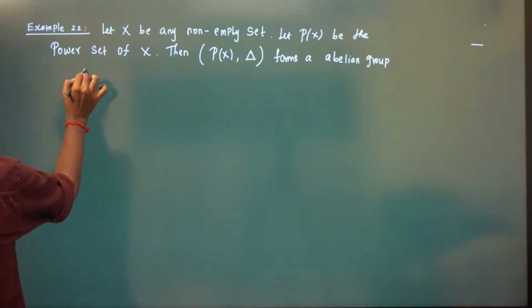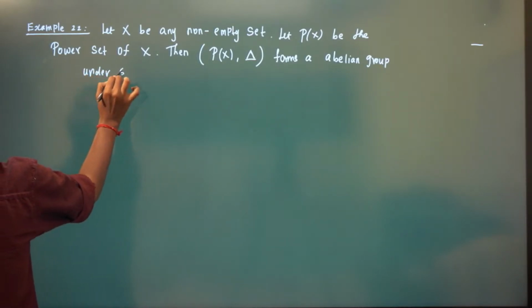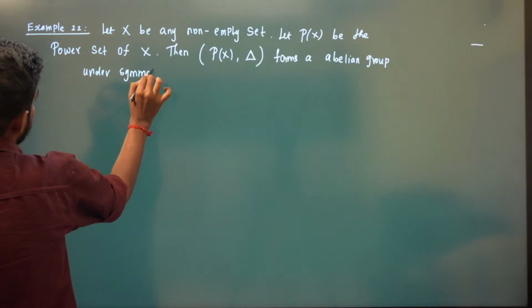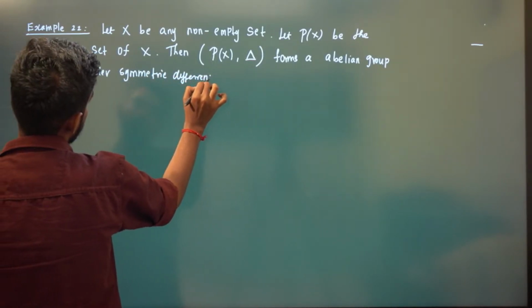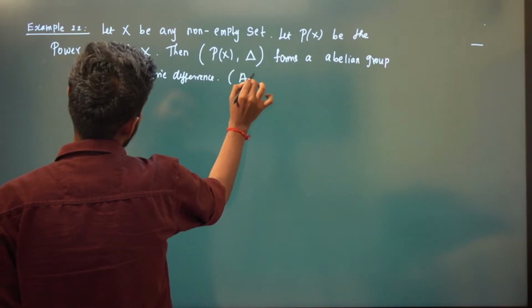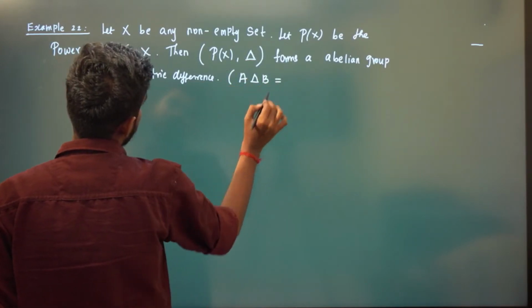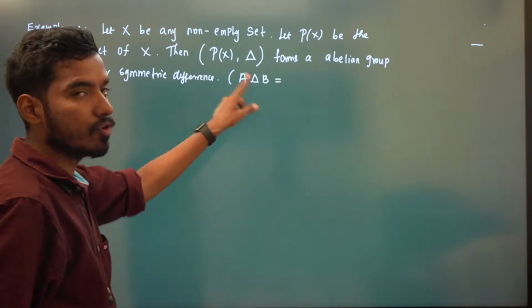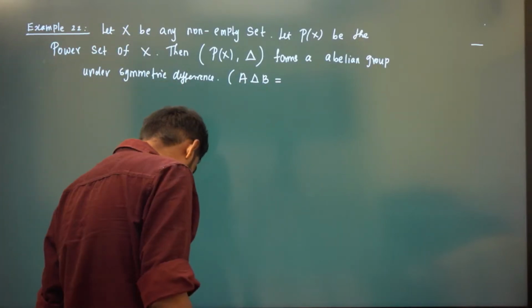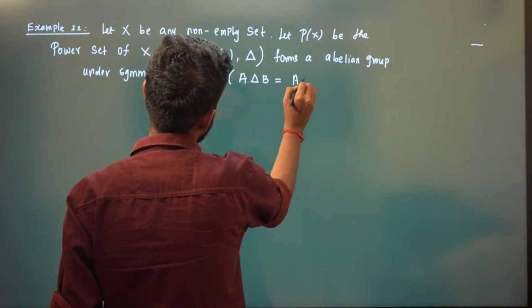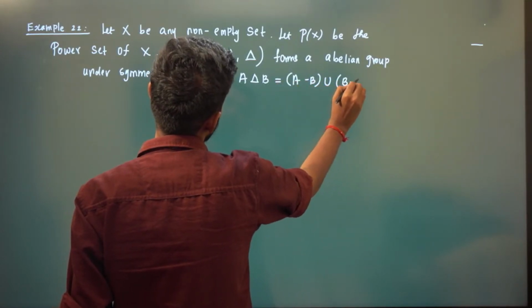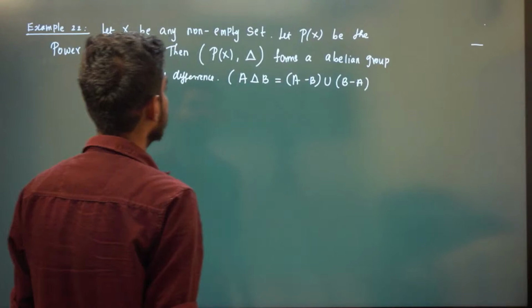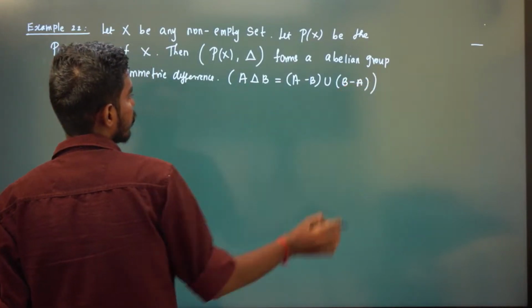Right? Under symmetric difference, right? So what is A delta B? Whenever you have two sets, how do you perform A delta B? It is nothing but A minus B union B minus A. This is the formula for the difference.